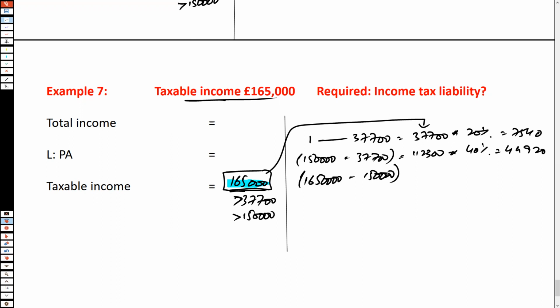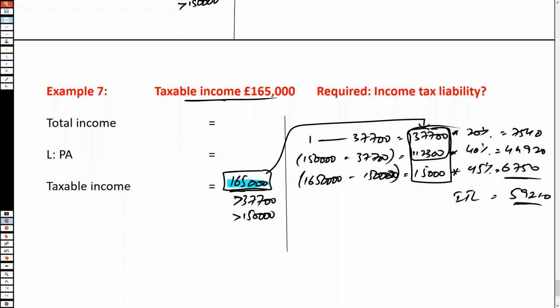And finally, in the last step, of the taxable income of 165,000, 150,000 has already been taxed. How can we check this? The sum of the above two values should be equal to 150,000. This excess amount of 15,000 is taxed at 45%. 6,750 is calculated. And the total tax liability in this scenario is 59,210. And the last thing to check to confirm is that the sum of these three should be equal to your total taxable income.